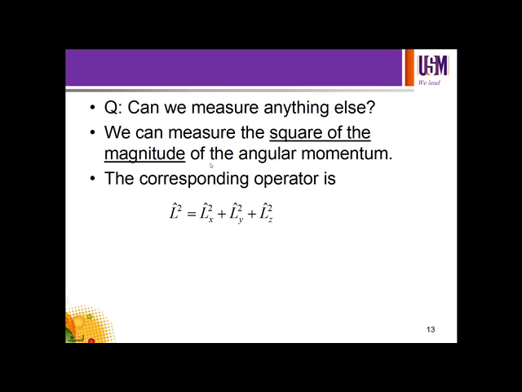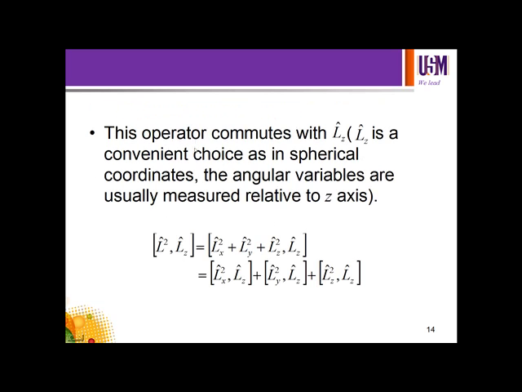We can measure the square of the magnitude of the angular momentum. For example, the corresponding operator is operator L squared equal to Lx squared plus Ly squared plus Lz squared. This one we can measure. This operator commutes with Lz, because the operator L squared commutes with Lz.